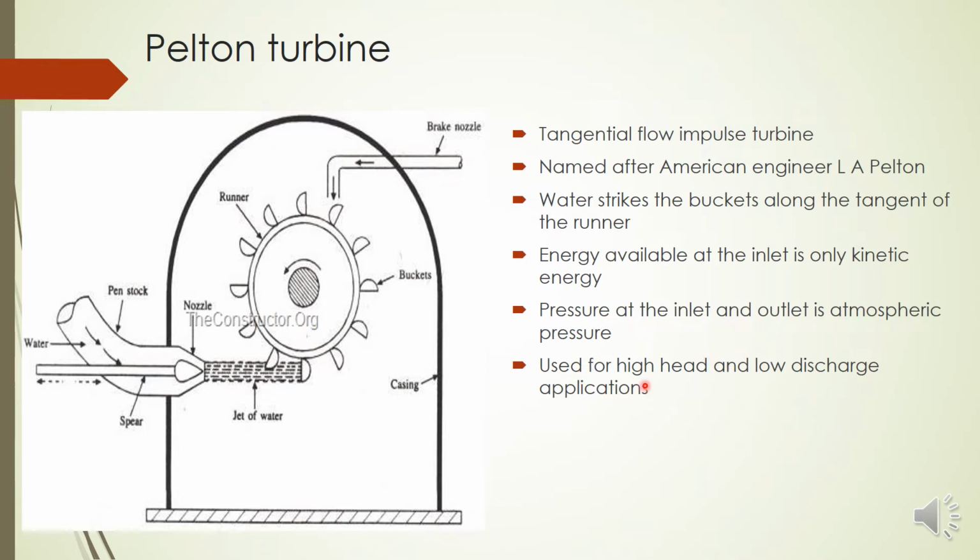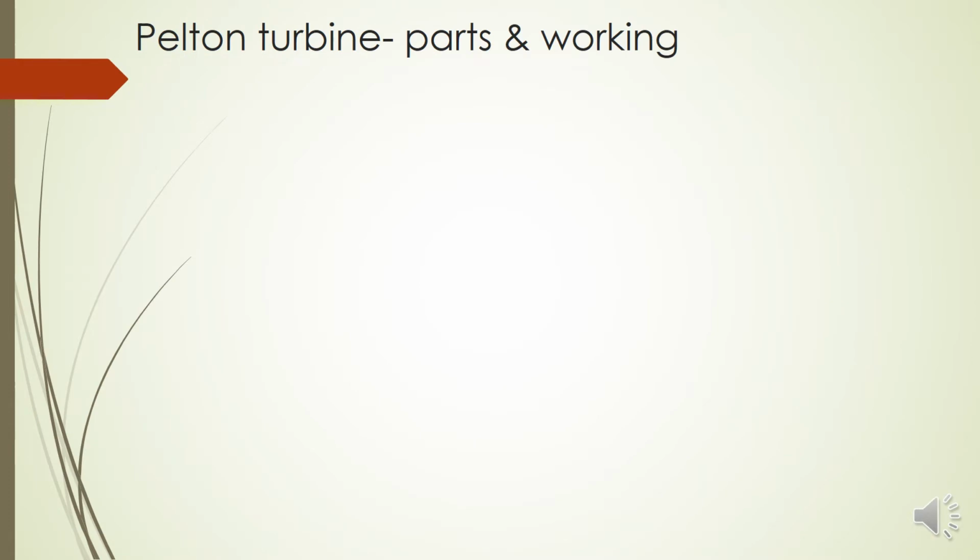So already we have discussed that the Pelton turbine is an example of a high head turbine. That means it can utilize a water head of 250 meters and above, and the discharge will be very low. You can see here only a jet of water is required; the quantity of water is very less. So we will go to the parts and working in detail.